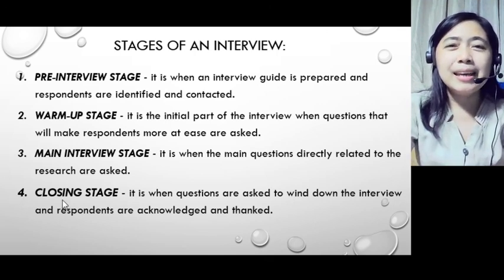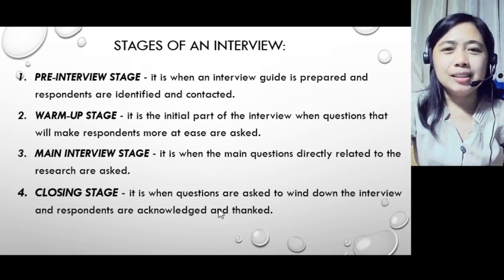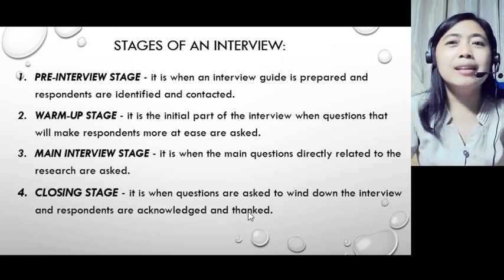And then, closing stage. It is when the questions are asked to wind down the interview and respondents are acknowledged and thanked.